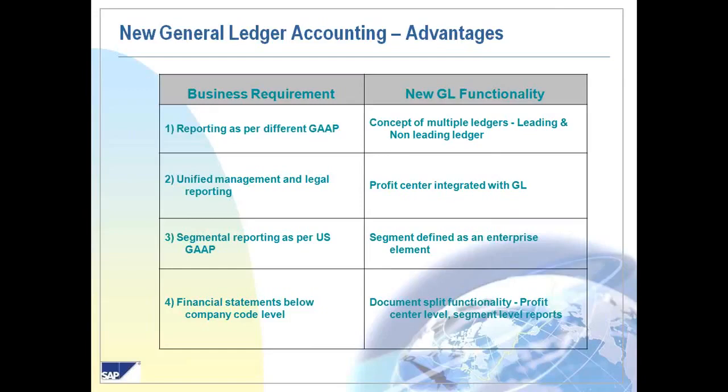Okay. So similarly, there is segment reporting. So it is possible in UGL functionality. There is a documentation functionality, the profit center level and segment level reports. Okay. So previously, the business requirement was normally business statements below the company code level, so that you can prepare the financial statement based on the profit center and segment. Of course, the business area is also there along with the entities.